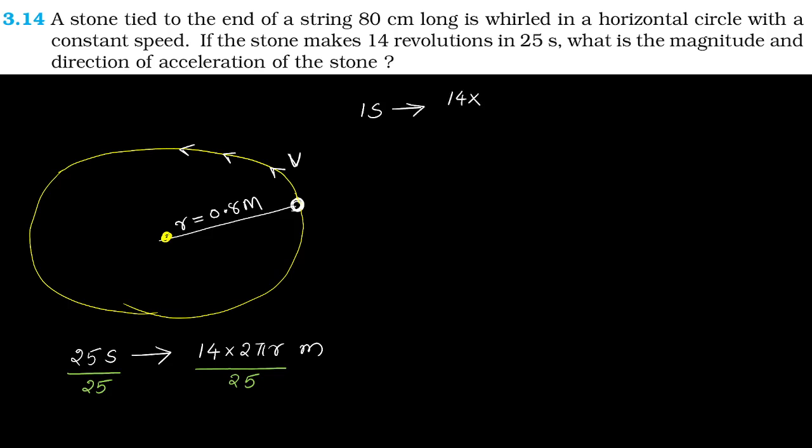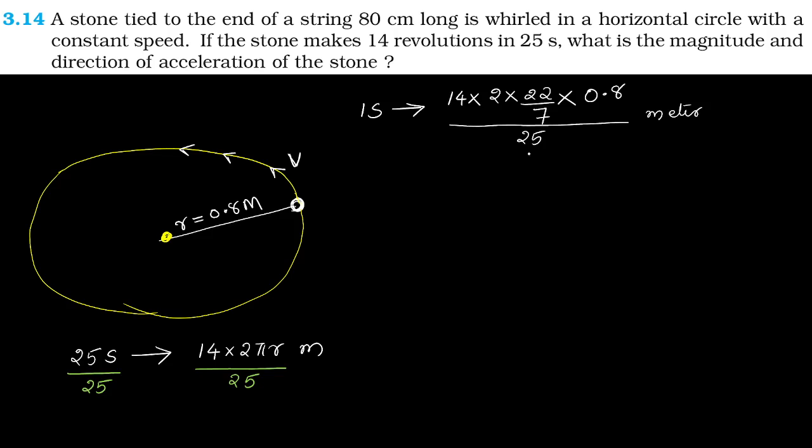14 into 2 into pi. The approximate value of pi you studied in the lower classes is 3.14, or you may take it as 22 by 7, into radius. The radius is 0.8 meter, divided by 25 meter. That means in 1 second the stone will travel this much distance.